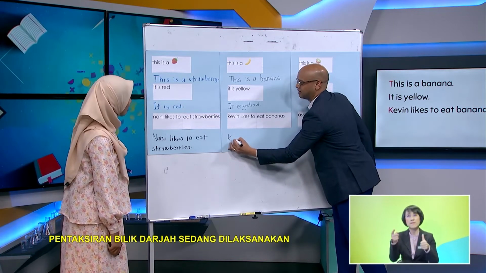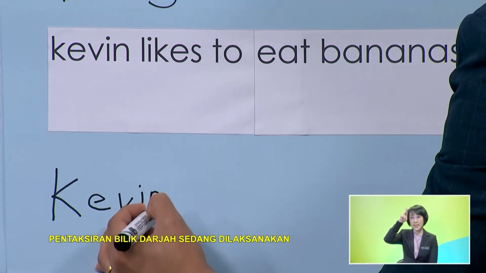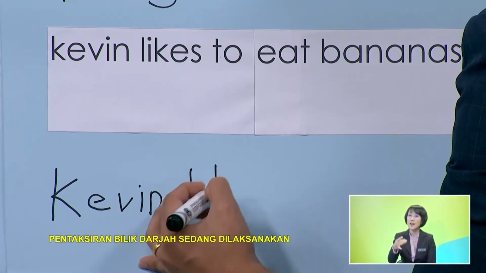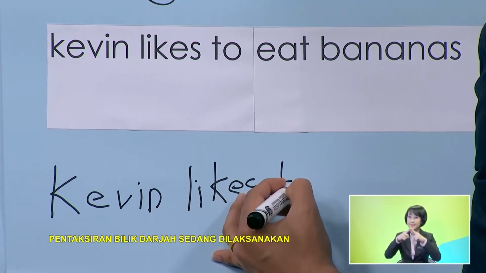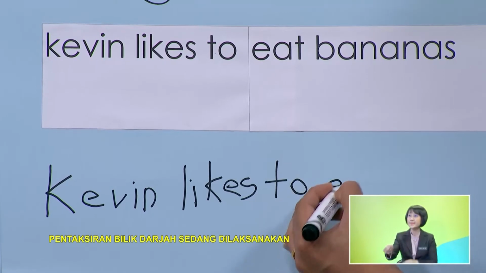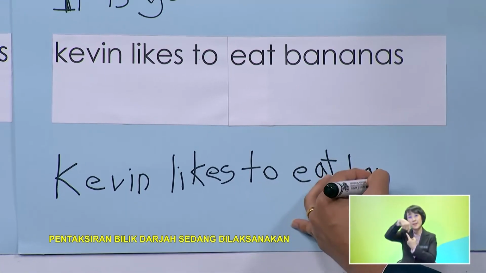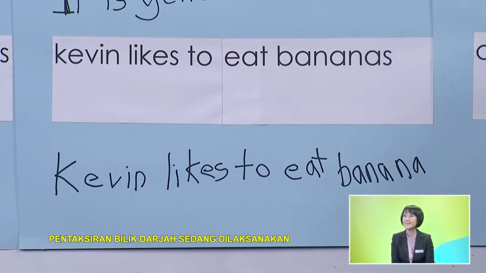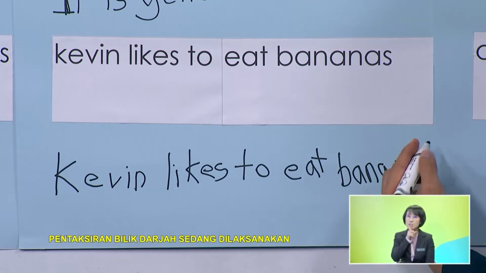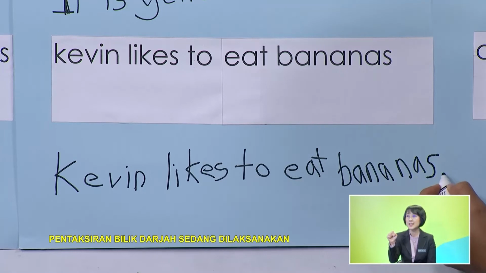This is a big K. K-E-V-I-N. Kevin likes to eat banana. Are you sure? Oh, wait, this has an S. Okay. Banana, S. Because okay. Kevin likes to eat bananas.